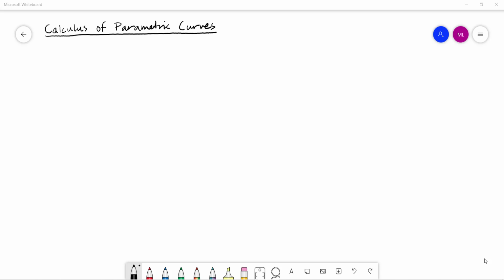Now that we're familiar with the idea of parametric curves, we're going to apply a bit of calculus to these ideas. So we're going to look at things like finding tangents and areas and arc length and all that good stuff with parametric curves. So let's start with tangents.